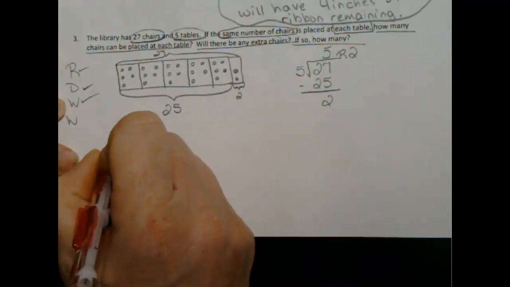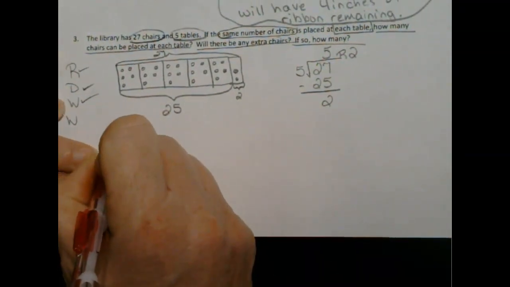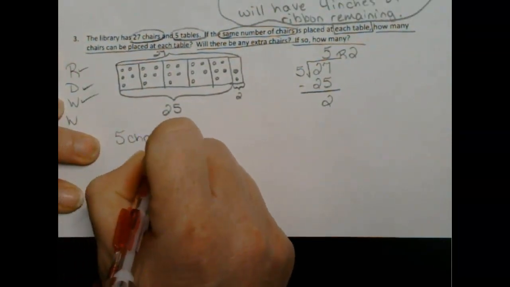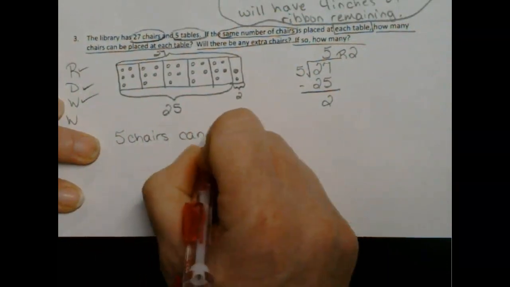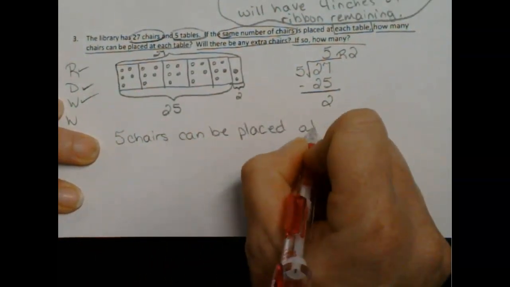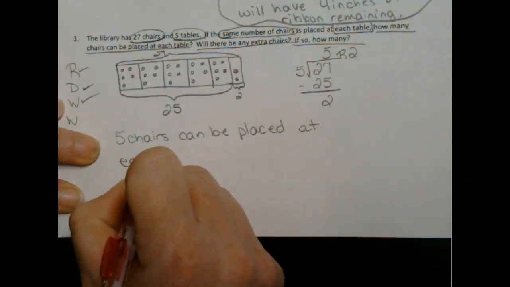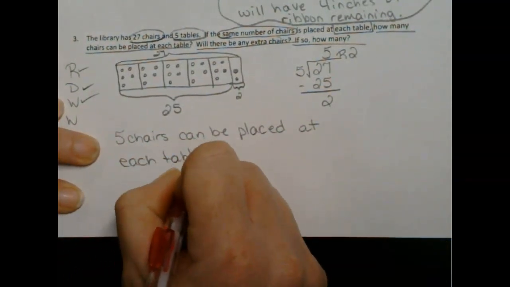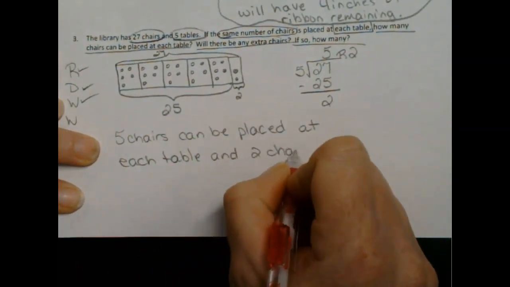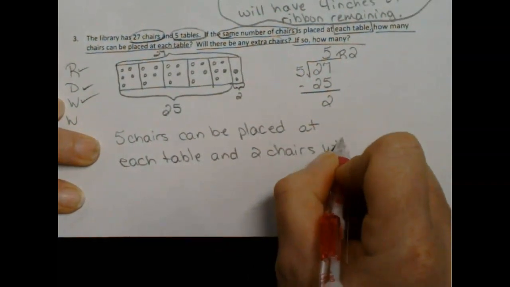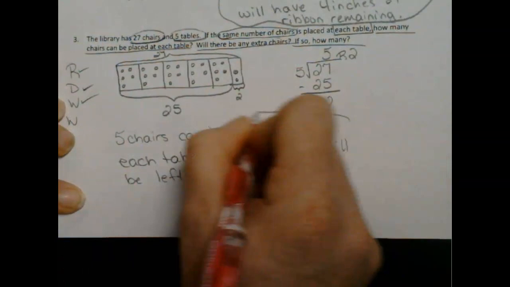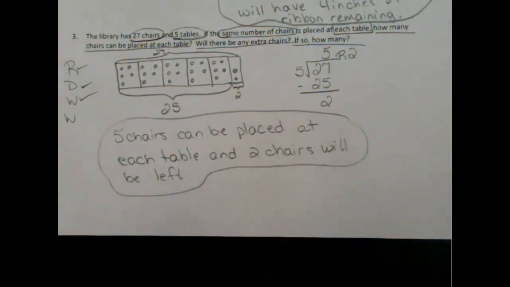And then to write that as a statement, I would say 5 chairs can be placed at each table and 2 chairs will be left. Okay, so that's how we can do that one.